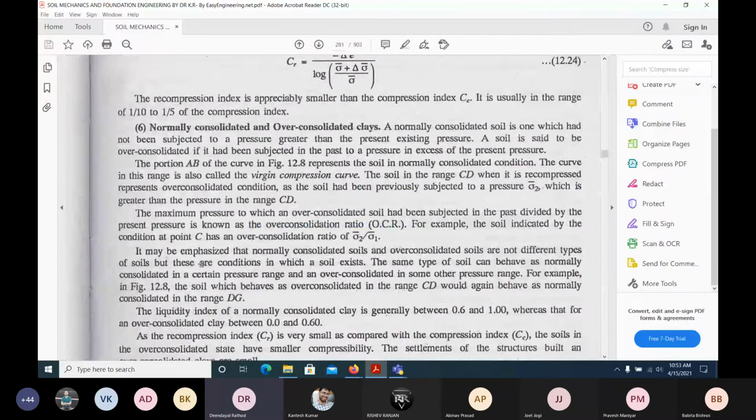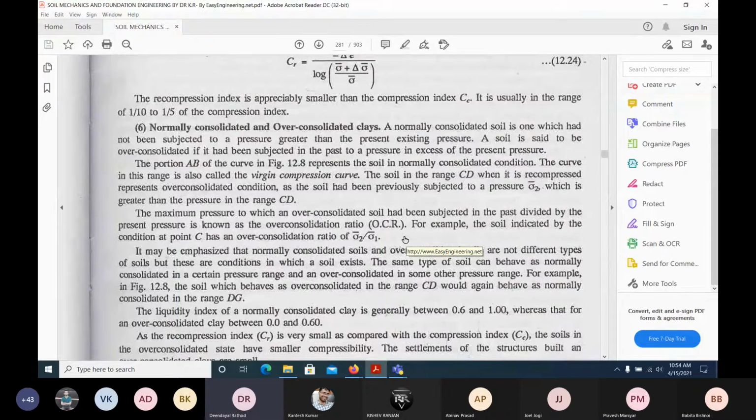Now there is one more definition, called the over consolidation ratio, OCR. Are you able to see OCR? Here, the maximum pressure to which an over consolidated soil had been subjected in the past divided by the present pressure is known as the over consolidation ratio. It is a very important definition, okay?